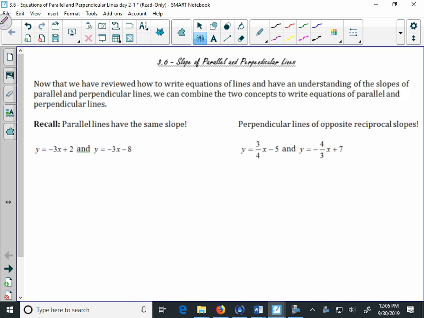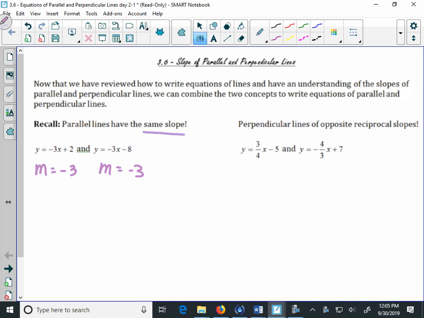Last week we talked about parallel lines. Parallel lines have the same slope. These two lines are parallel to each other because they both have a slope of -3. This line has a slope of -3. The second line has a slope of -3. Therefore, they are parallel. Okay?